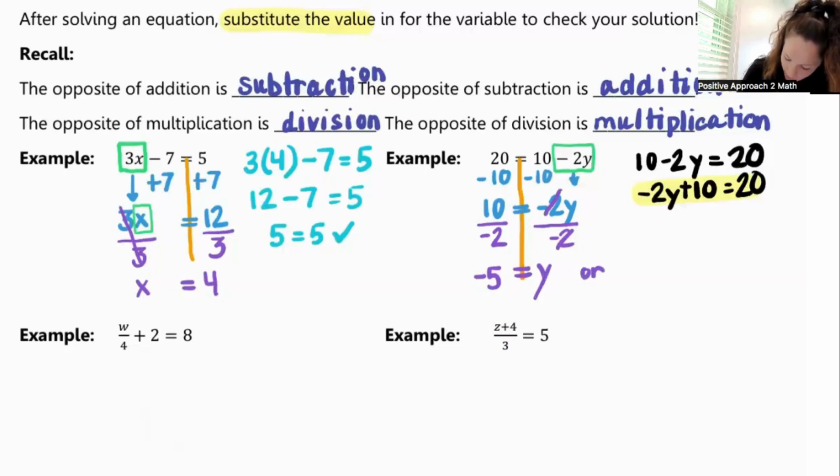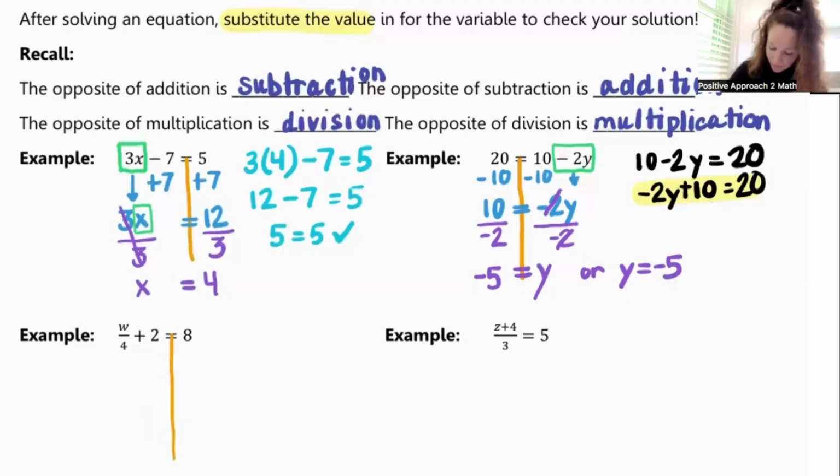You could also go ahead and write it as y equals negative 5. Your teacher might require that you put the variable on the left. So if you have to rewrite it, you just switch places. Okay? So we wanted to show you something where the variable was on the right there. Okay. Next example, we're going to draw our line down that equal sign.